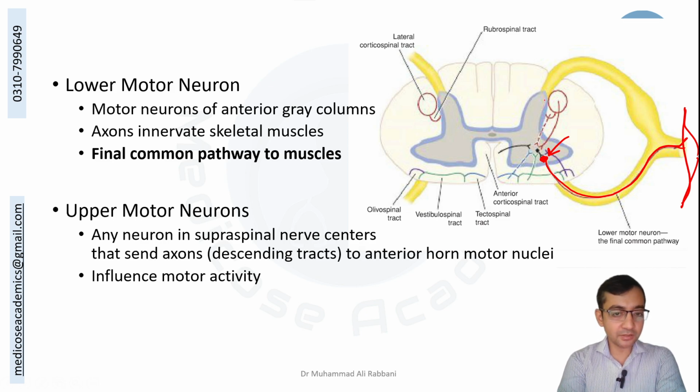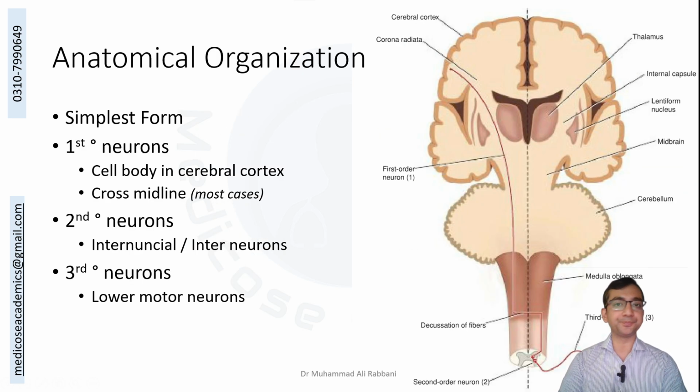Keep this information in mind, as it will become very handy when we discuss the tracts and their lesions, because we will soon be discussing the flaccid and spastic paralysis caused by lower motor neuron and upper motor neuron lesions respectively. Now the basic organization, which is especially true for the corticospinal tract.